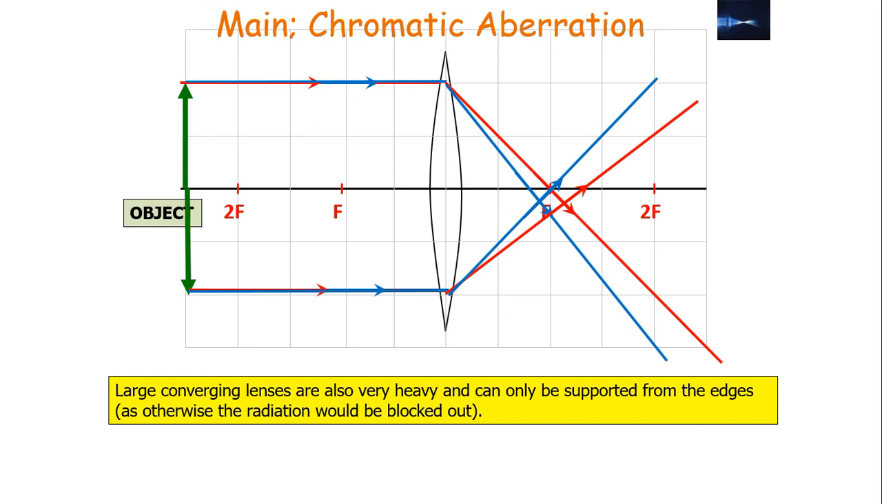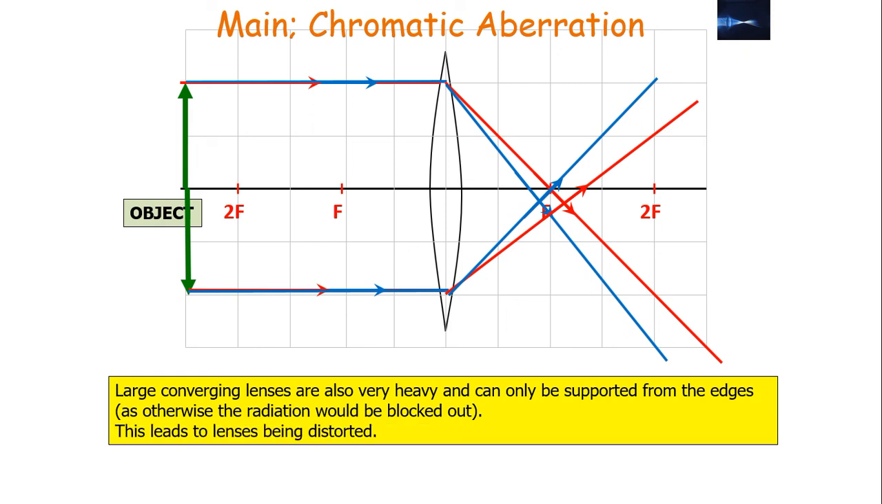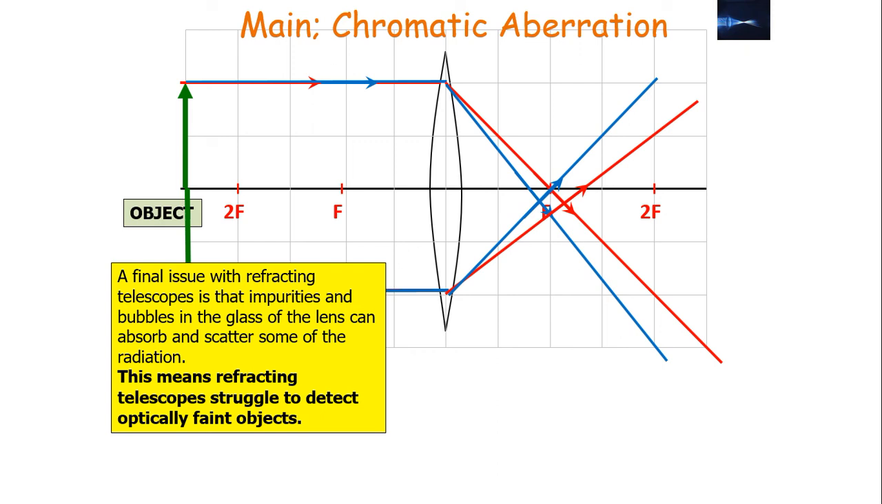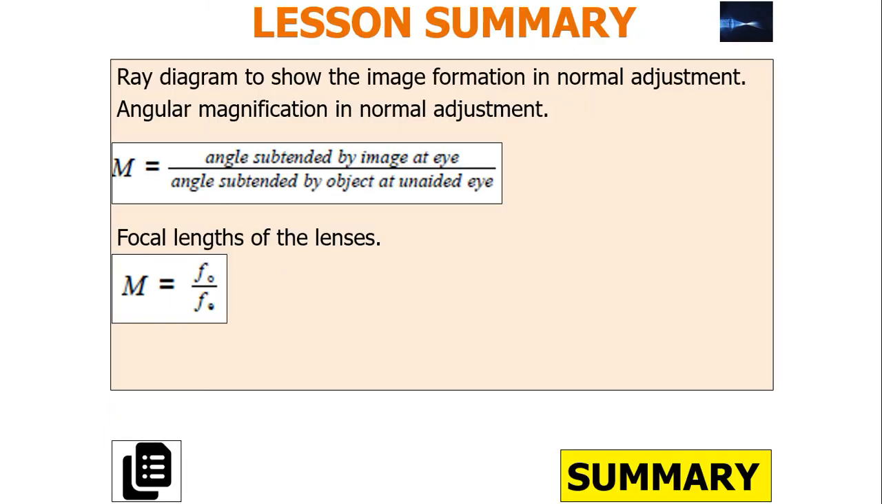Now, like we mentioned before, large convergent lenses are also very heavy and can only be supported from the edges, as otherwise the radiation will be blocked out. This leads to lenses being distorted, which is another issue you find when you have refracting telescopes. And a final issue with refracting telescopes is that impurities and bubbles in the glass of the lens can also absorb and scatter some of the radiation. So this means that refracting telescopes struggle to detect optically faint objects such as distant galaxies, because on occasion the impurities and the bubbles in the glass of the lens will absorb some of the radiation, so it won't actually be detected.